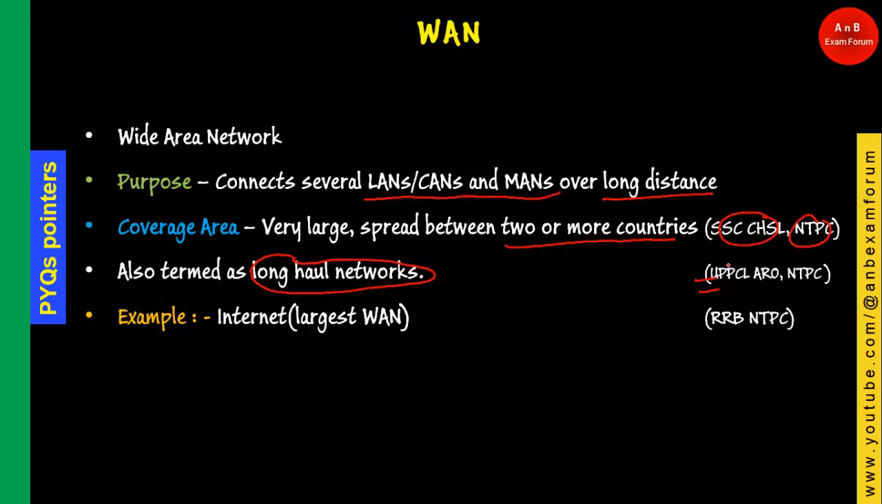And the example is the internet. Remember, the largest WAN over the world is the internet. Internet is the largest wide area network. So based on the area, we have seen PAN, LAN, CAN, MAN and WAN.